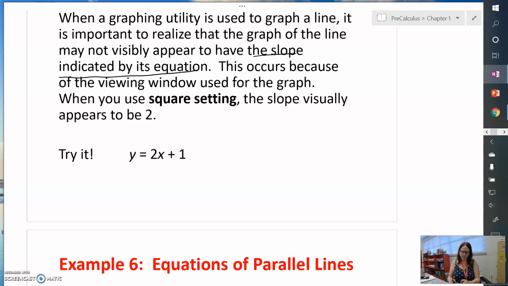I'm going to get mine going. 2x plus 1, graph. And then it says here to use the square setting. So if I go to zoom, I press my zoom button right here, and then I go down to square. There, that's what my graph looks like. Here, I'll get a little closer so you can see. So go ahead and try this on your calculator. And does that visually look like it's 2? And I think it does. I'm just going to draw a sketch of what my screen looked like.